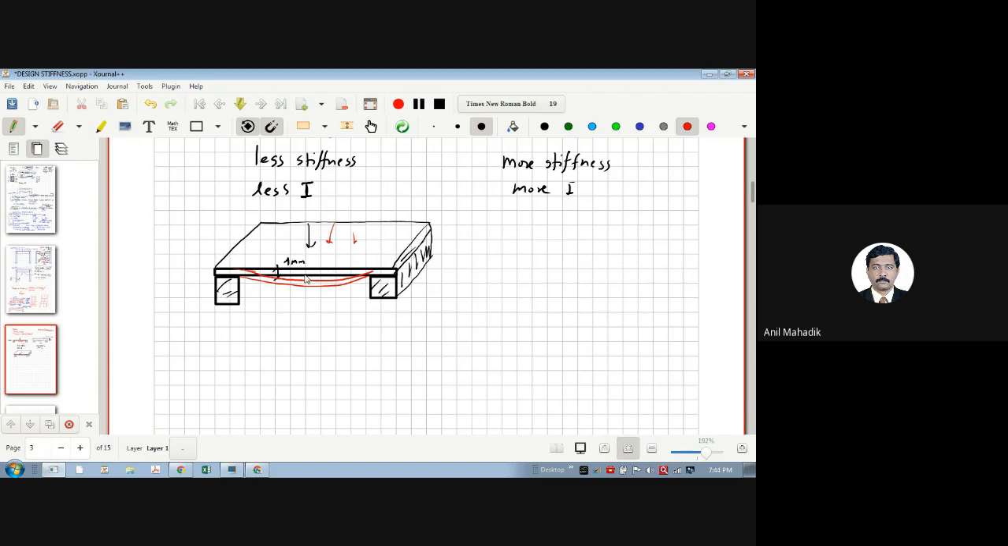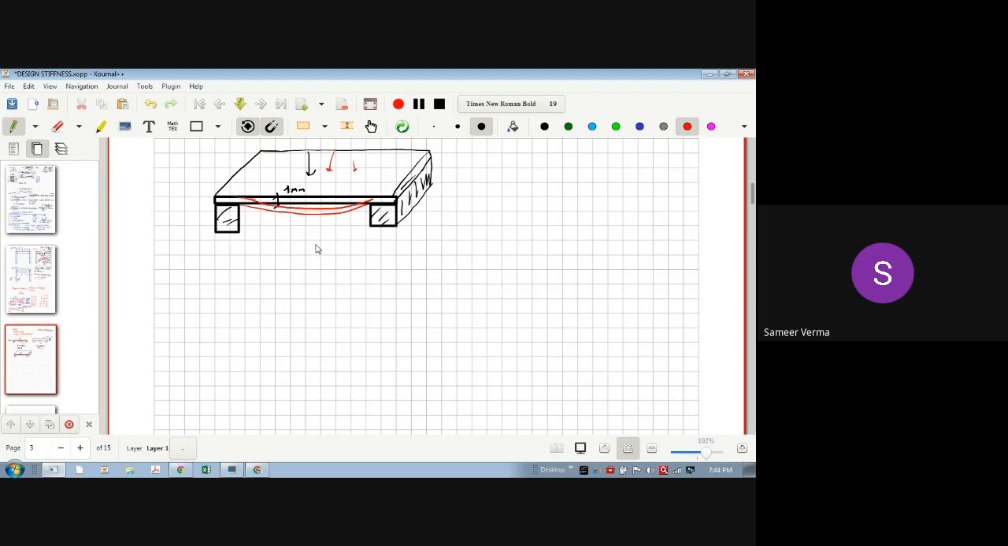So why is it deflecting more? Moment of inertia is less, and that's why it is deflecting. So if you want to reduce the deflection, what will you do? Increase the depth. Yes, increase the depth, but generally you know that if you want to use this for any functional purpose, functional means for any reason.